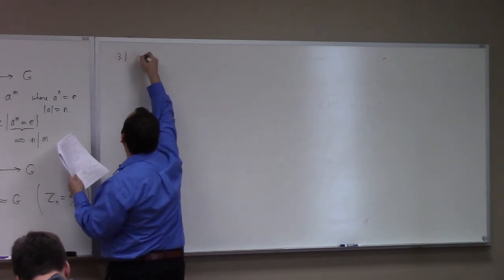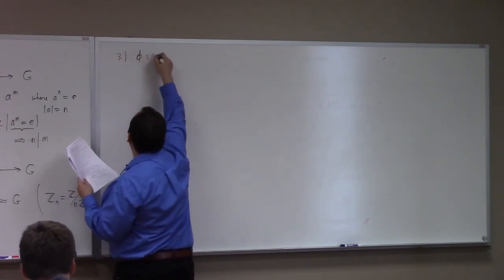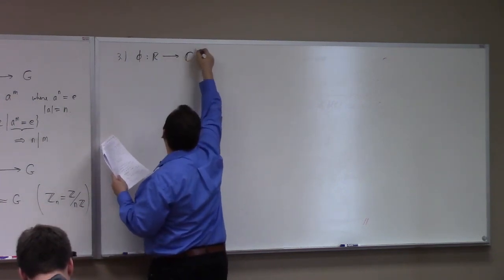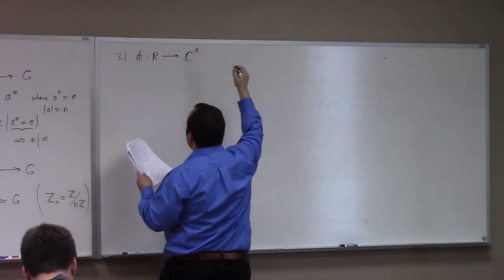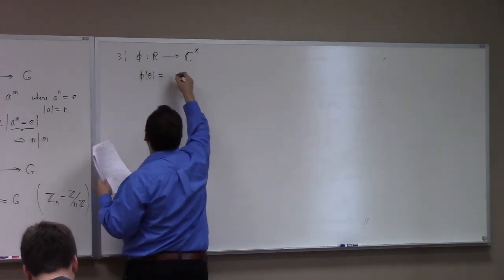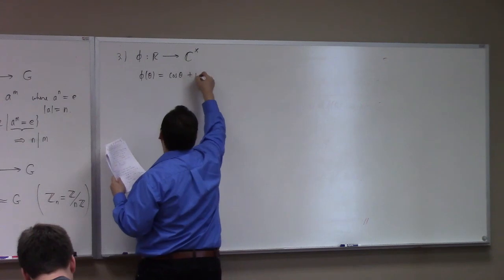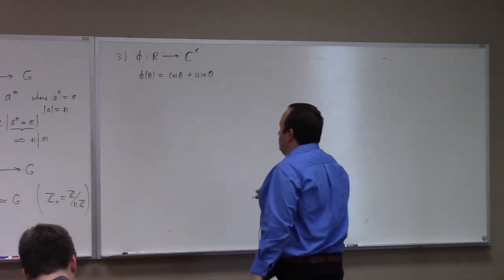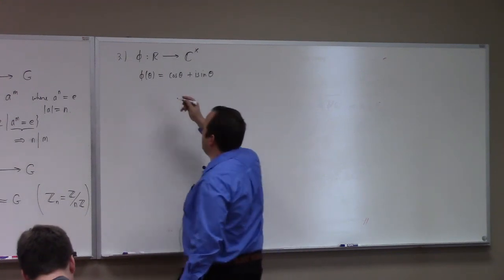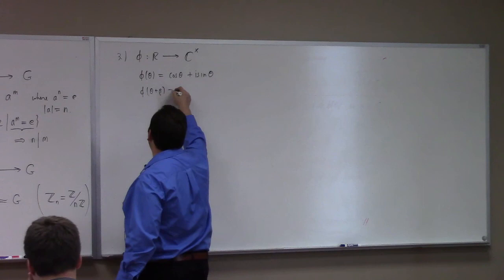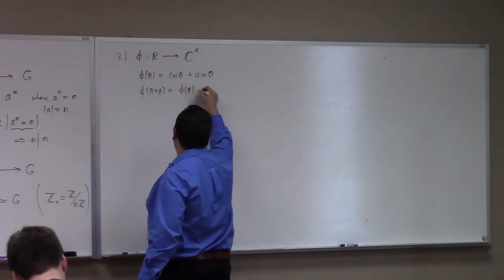If we look at phi going from the reals to the non-zero complex numbers, and we define phi of theta equal to cosine theta plus i sine theta. This is an interesting mapping. It's an exercise in trigonometry, but you can show that phi of theta plus beta is equal to phi of theta times phi of beta.